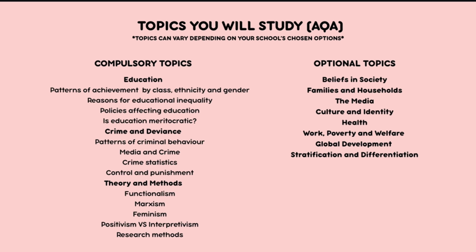Again, it doesn't matter what order you do these topics in. I actually did education first and crime and deviance last, and in between that, I did the 2 optional topics. I did families and households and the media, but depending on your school, they choose the 2 optional topics that you do. But like I said, everybody does the compulsory topics, which are shown on the left, and then your school chooses 2 optional topics. So you don't have to learn everything on this slide.